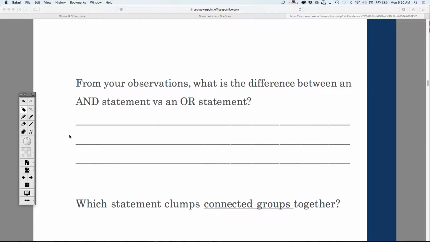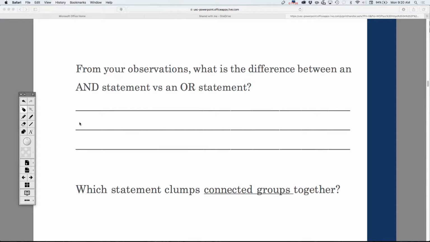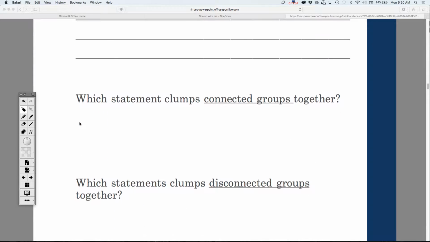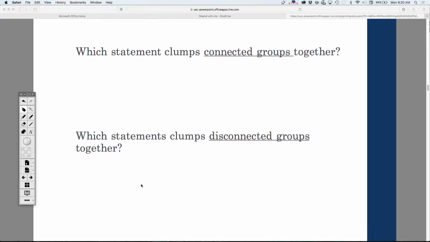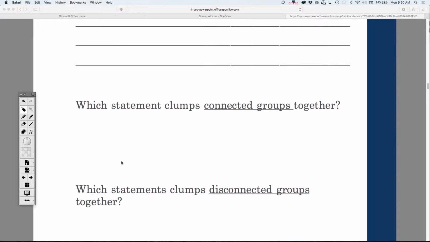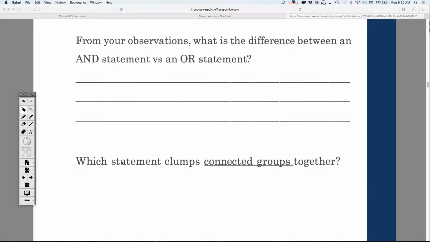Okay, from your observations, what is the difference between an "and" statement versus an "or" statement? We just answered that. So go ahead and write your answer. Which statement clumps connected groups together? Is that "and" or "or"? So you have two choices here, "and" or "or" for that one. Which statement clumps disconnected groups together? "And" or "or". So I talked about all that right now. Go ahead and write it.